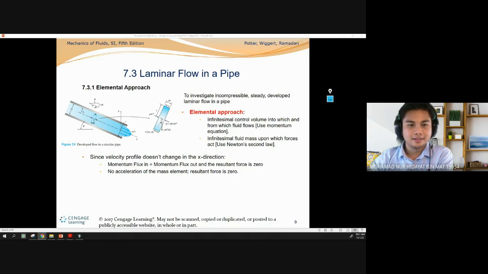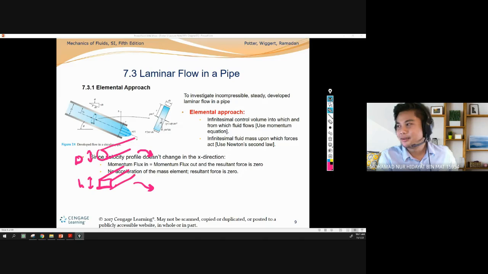So, the element is where we take one small portion inside the fluid. So this is the fluid flow. Element means we take only one small portion. For example, we have a pizza, right? Talking about pizza makes me hungry. Okay, we have a pizza here.